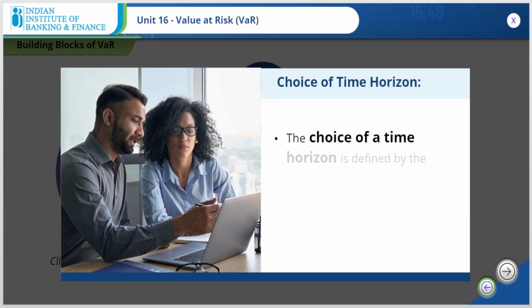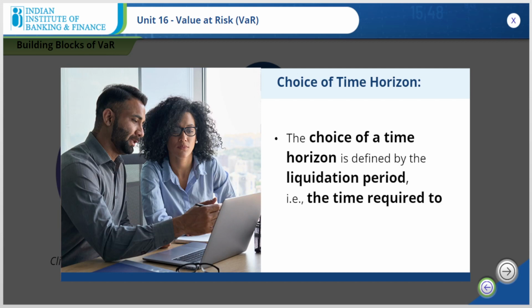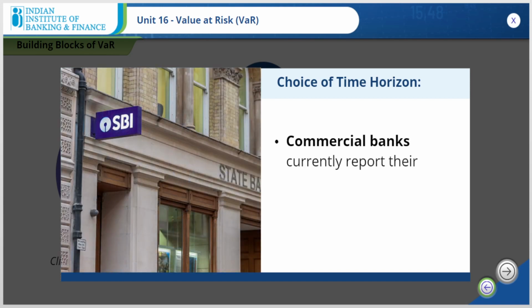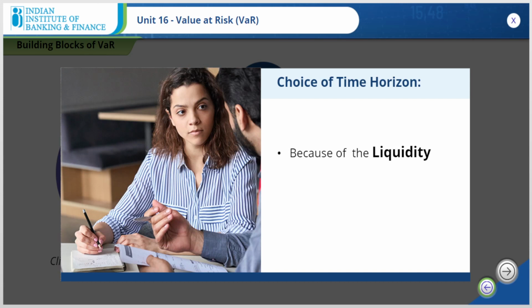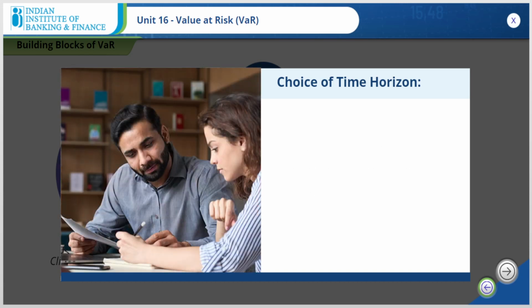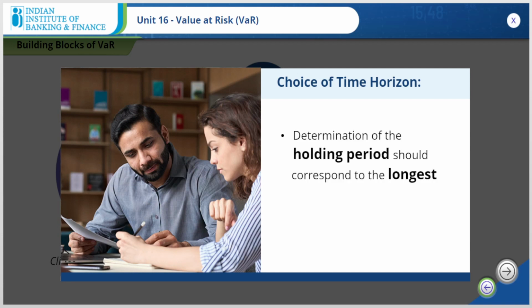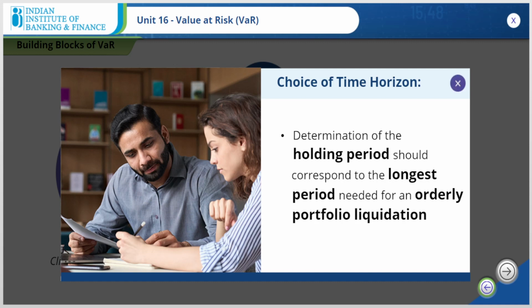The choice of a time horizon is defined by the liquidation period, that is, the time required to liquidate a portfolio. Commercial banks currently report their trading VaR over a daily horizon because of the liquidity and rapid turnover in the trading portfolios. One of the major considerations for determining the time horizon is that the holding period should correspond to the longest period needed for an orderly portfolio liquidation.